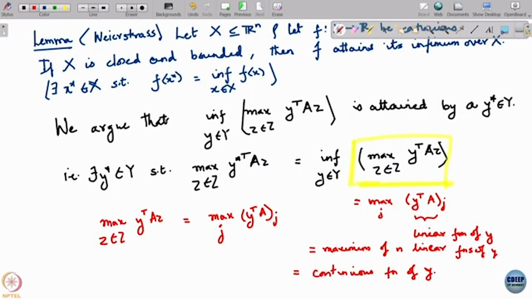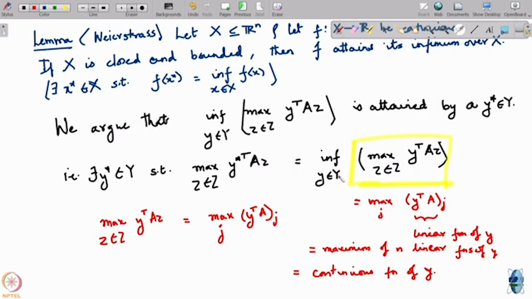Okay. So the boxed expression is a continuous function of Y. Now you are looking for the infimum of a continuous function, now over a closed and bounded set? Over what kind of a set? We are minimizing this over a set capital Y. What kind of a set is capital Y?